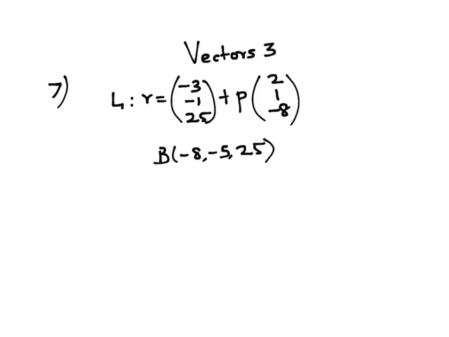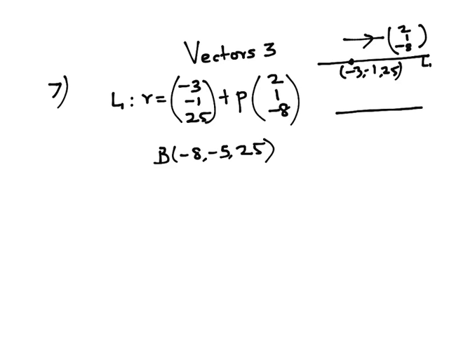Let's say for example this is line L1, then obviously this point will be -3, -1, 25, and the parallel vector will be 2, 1 and -8. Now it is given that there is another line L2, which is parallel to L1 and passes through the point -8, -5, 25. So you need to find the equation of L2.